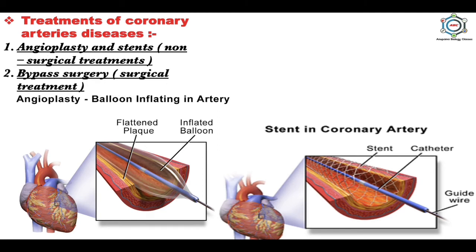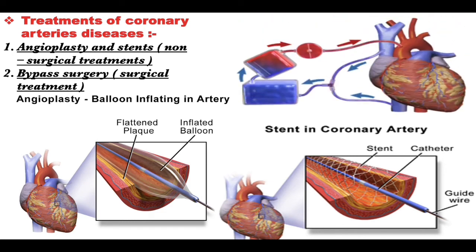Now the second, that is bypass surgery, and this is the surgical treatment. So in the picture you can see the bypass surgery structure. It is an operation performed by the doctors. So this is the end of the circulatory system. Now the excretory system.